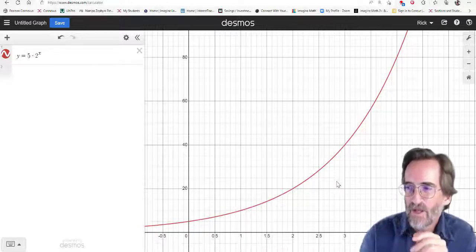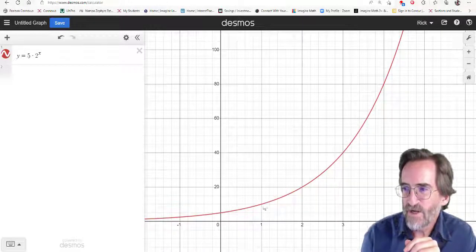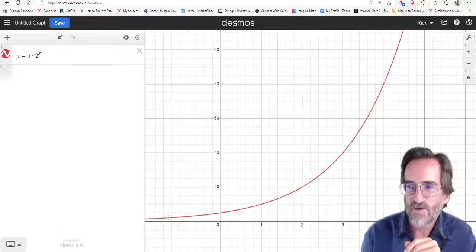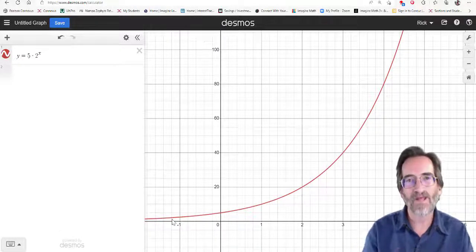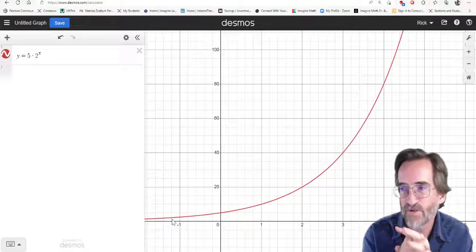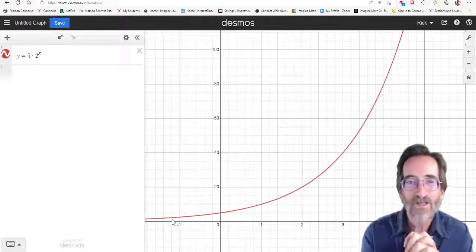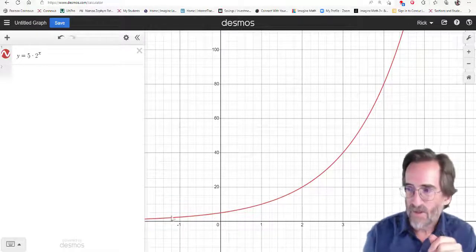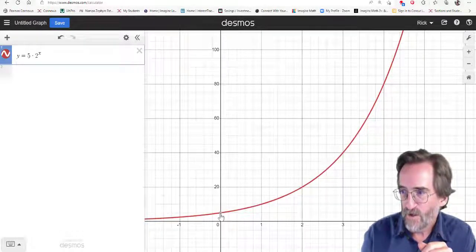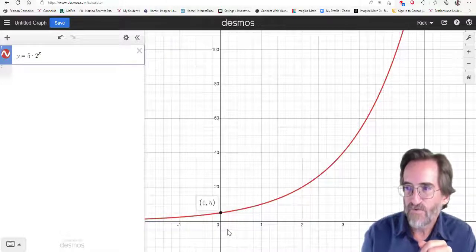All right. And as we look at the left-hand side of it, it tends towards zero. So it behaves on the left end asymptotically going towards zero. It has a horizontal asymptote on the left. On the right, it goes off to infinity. Okay. Some points to note here. First is that it goes through 5.